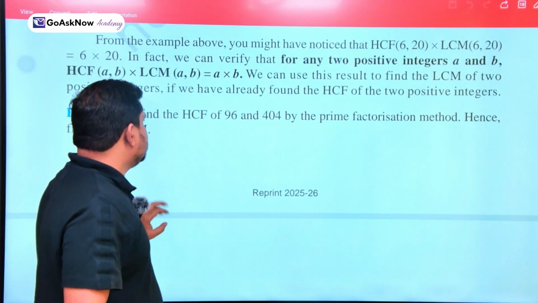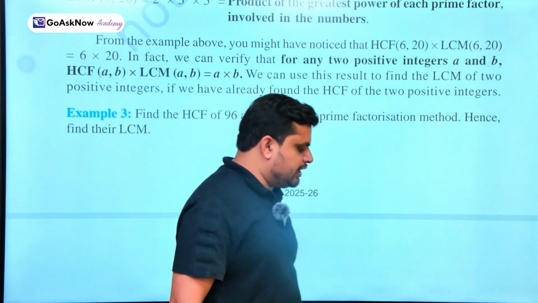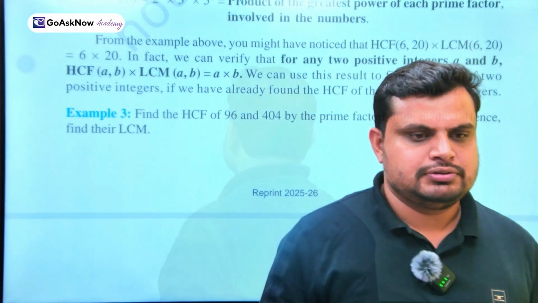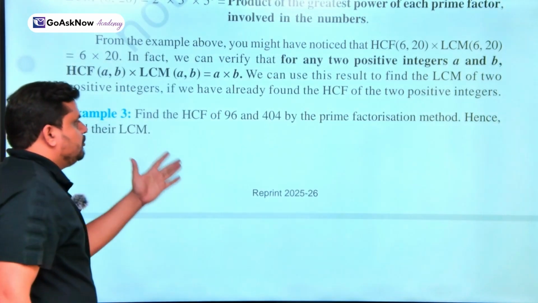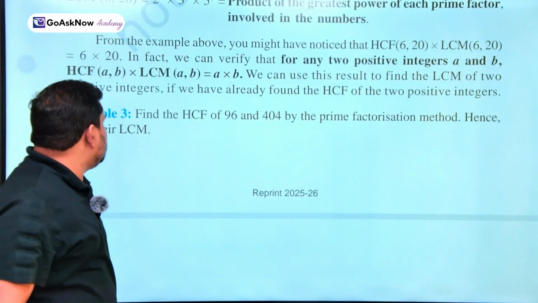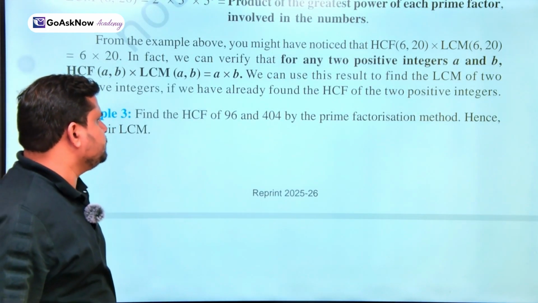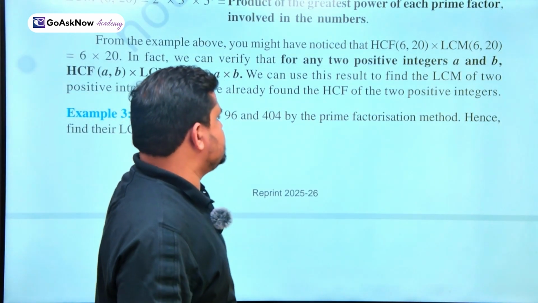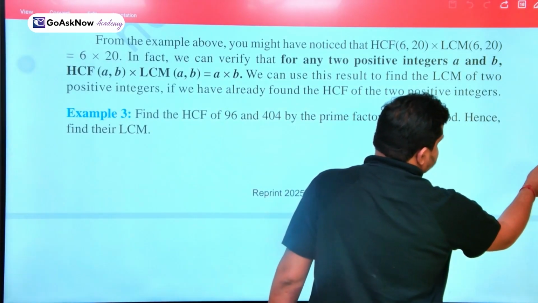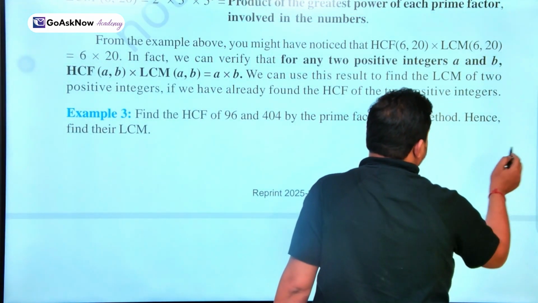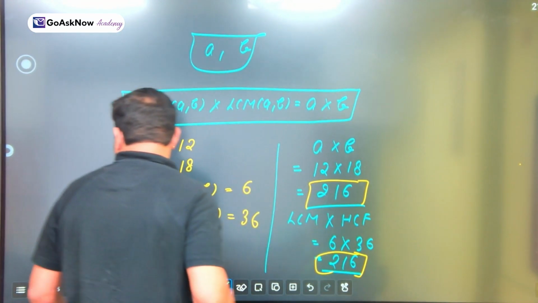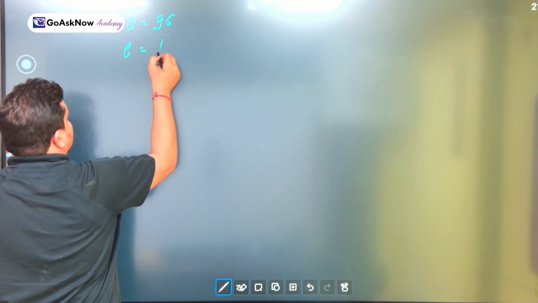Here we have been given some numbers, 96 and 404. So using that, and by using the number formula, find out their LCM. Okay, so let's do this question. 96 and 404. Okay, so A is 96 and B is 404.